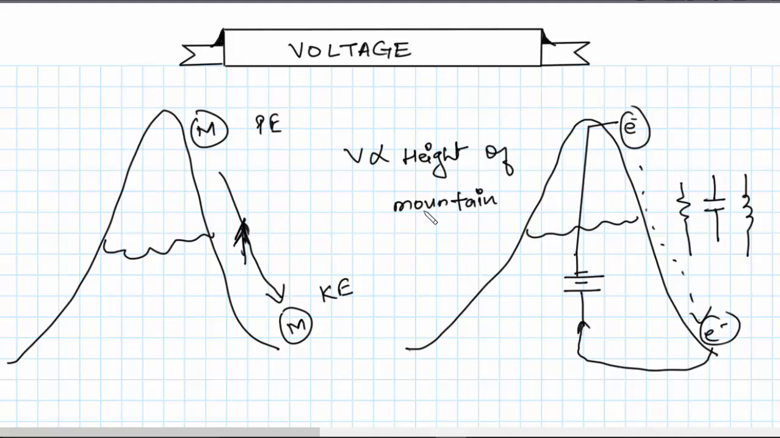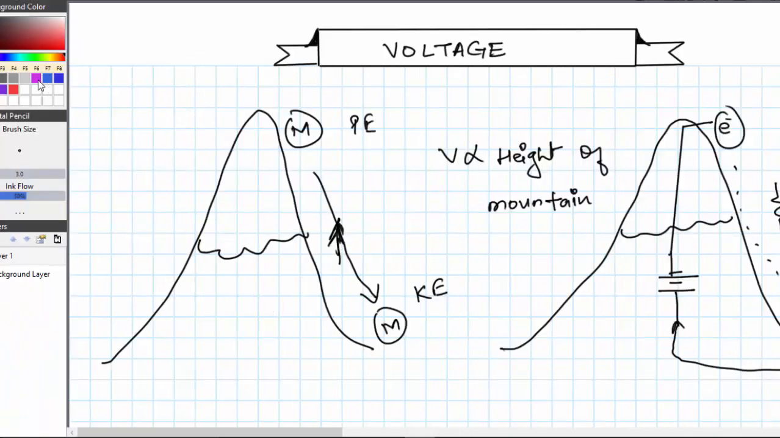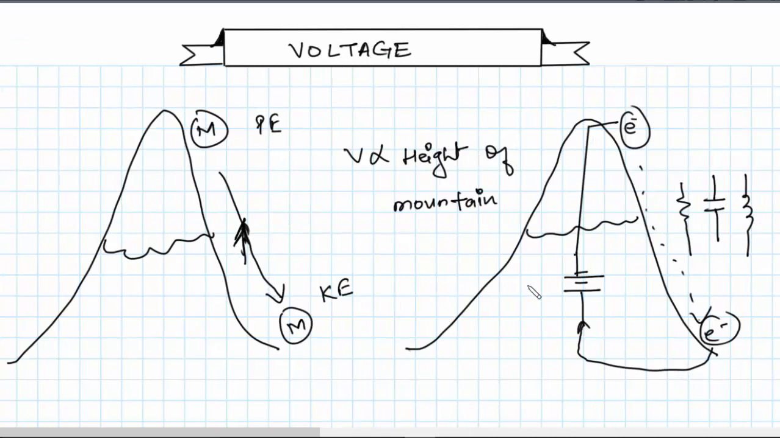In the last lecture, we have seen that voltage is directly proportional to the height of a mountain. So a high voltage is a high mountain and a low voltage is a low mountain. When we connect a battery to a circuit, this battery builds up the mountain, and this is known as external potential. So this battery is the external force.